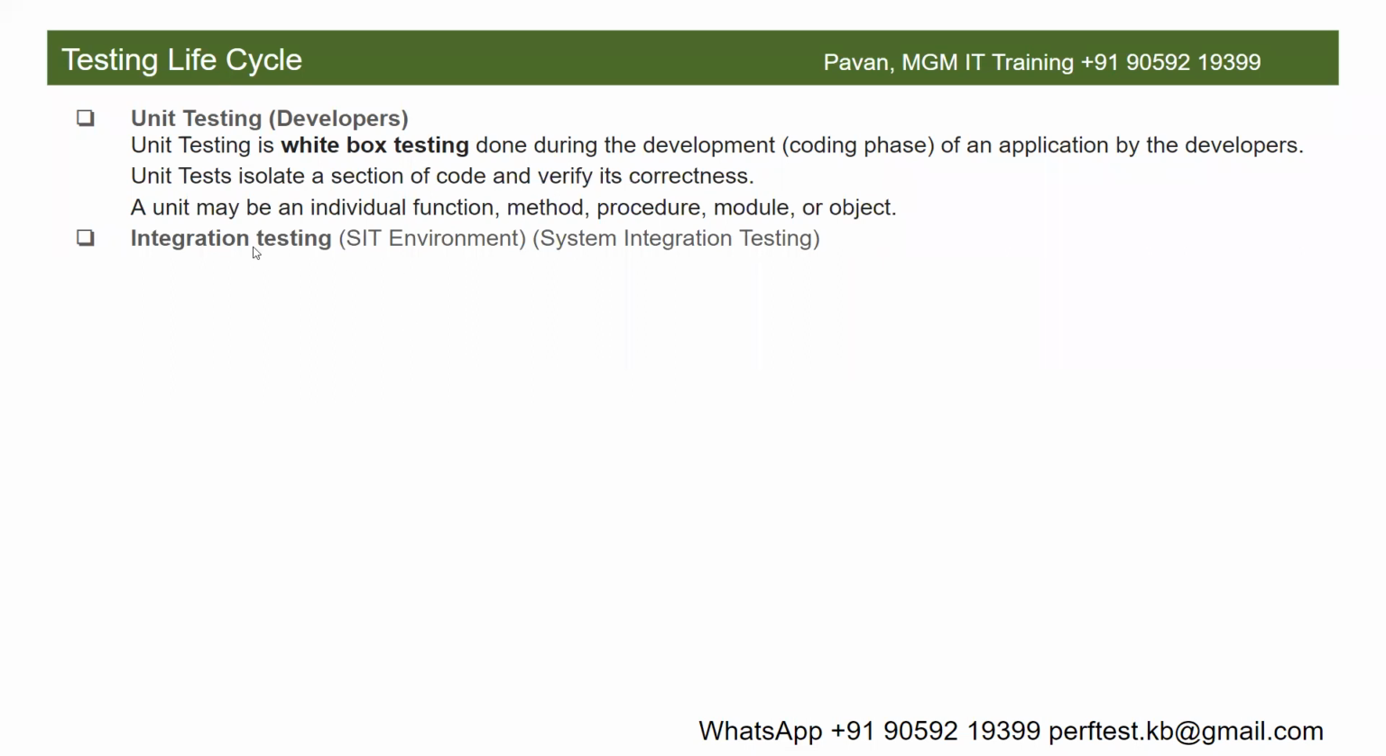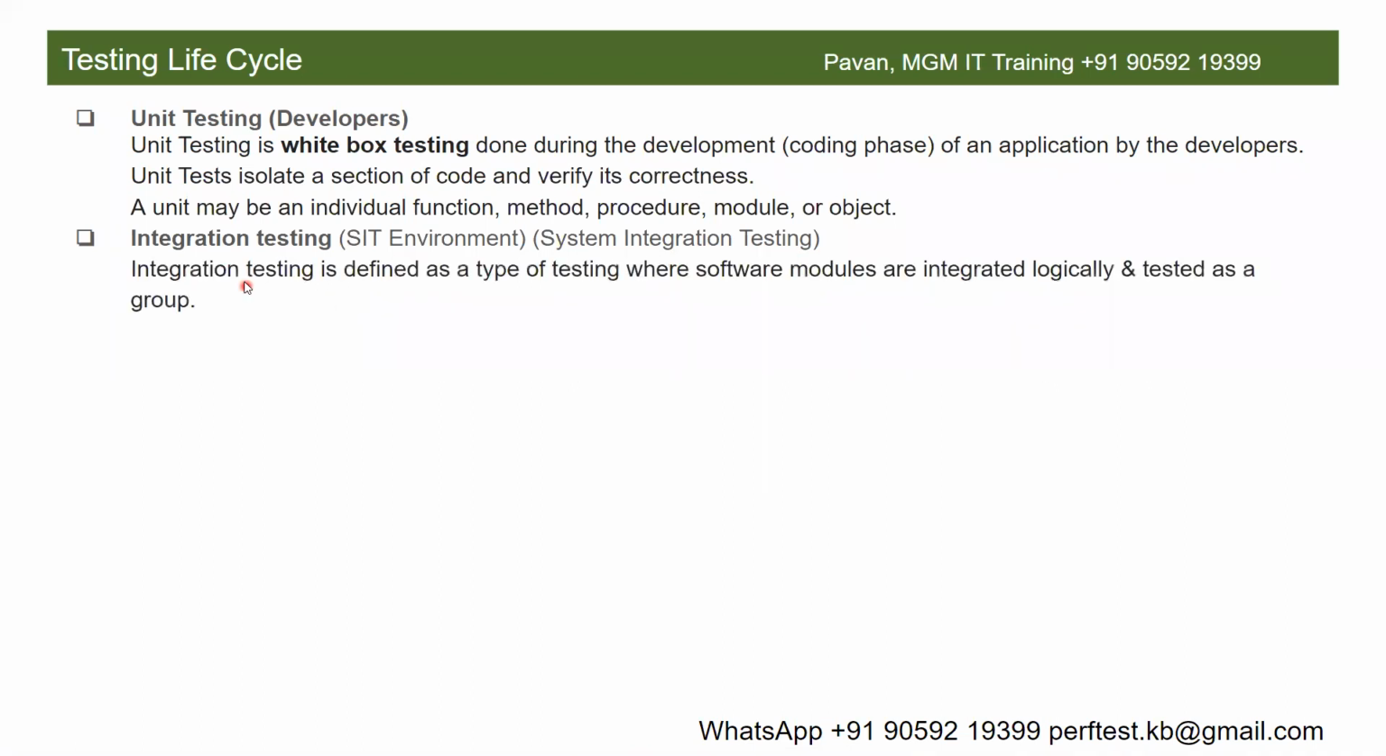Now the next type of testing is integration testing. Integration testing is done in an environment called the SIT environment, where SIT stands for system integration testing, right? And now what is this integration testing? Integration testing is defined as a type of testing where software modules are integrated logically and tested as a group.